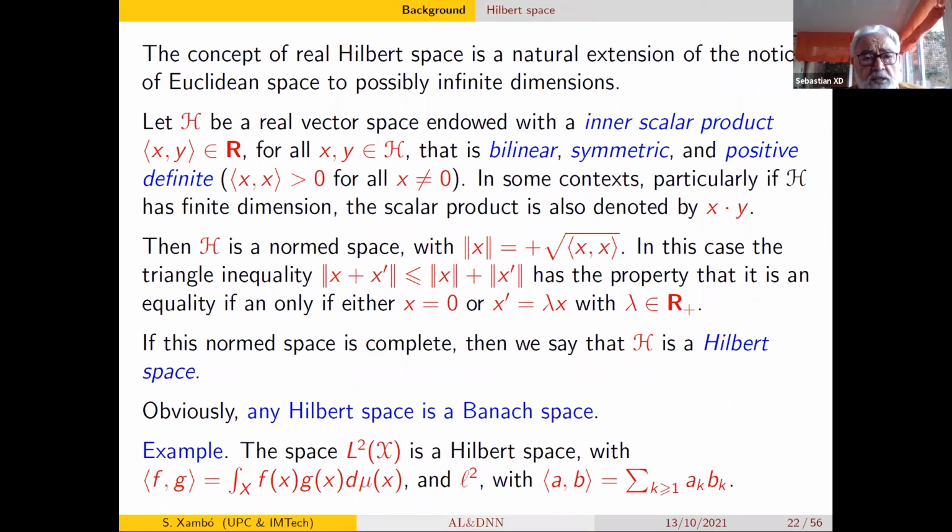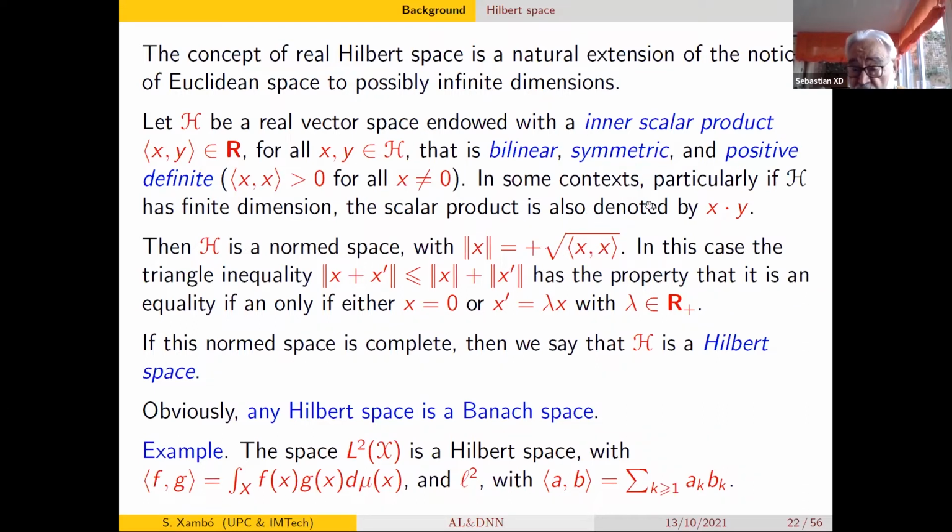The Hilbert space, the concept is a natural extension of the notion of Euclidean space to possibly infinite dimensions. So let H be a real vector space endowed with an inner scalar product, as before, for all x, y, that is linear, symmetric, and positive definite. Positive definite, so the inner product of x and x is positive for all x different from 0.